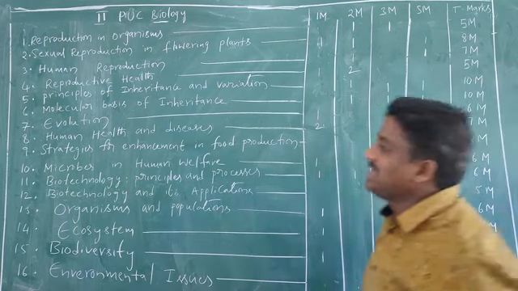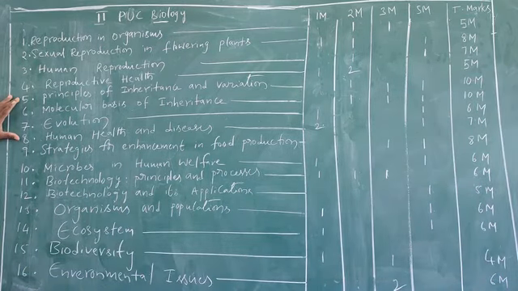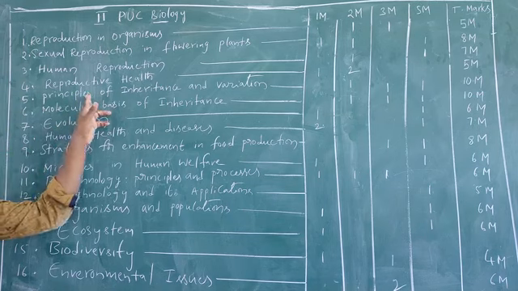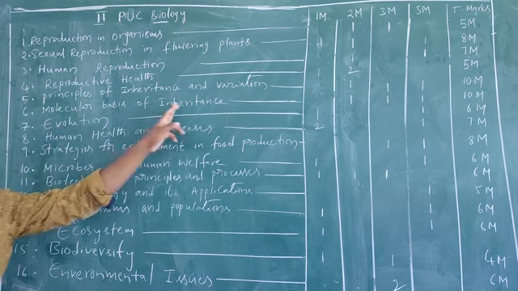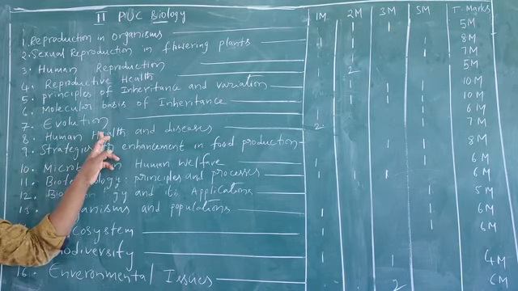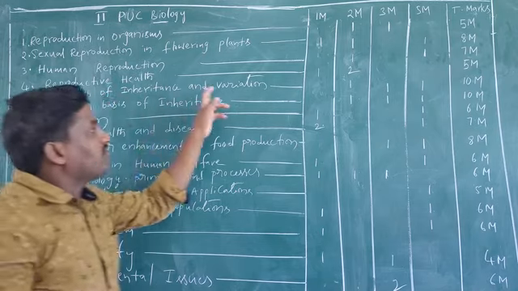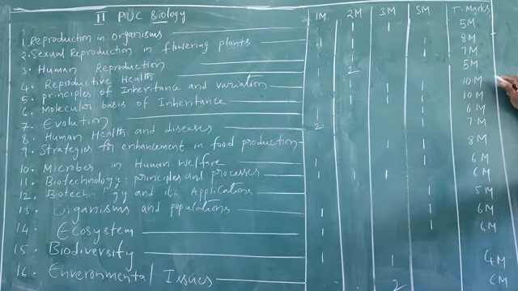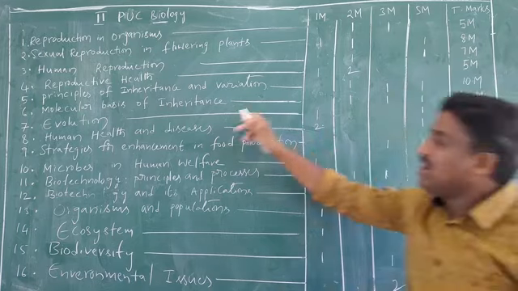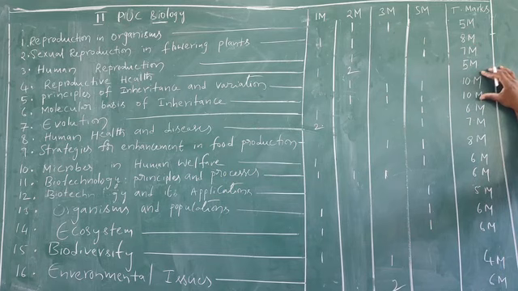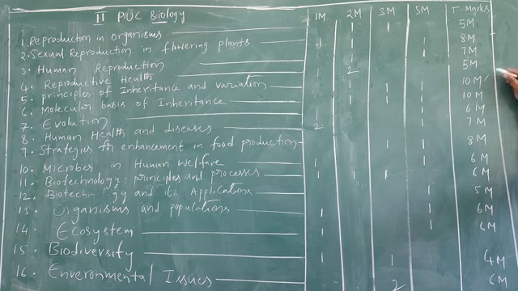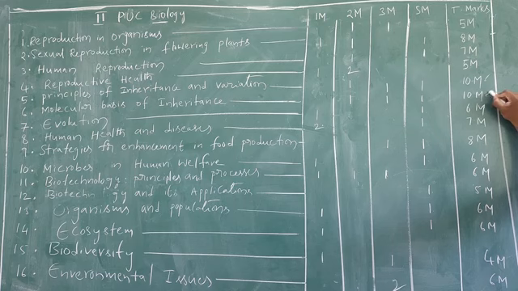And then next the second unit. The second unit includes principles of inheritance and variation, molecular basis of inheritance and evolution. Principles of inheritance is one of the difficult chapters and molecular basis of inheritance is also one of the difficult chapters. Out of these 2 chapters, you can see principles of inheritance will be considered 10 marks and molecular basis of inheritance will come 10 marks.